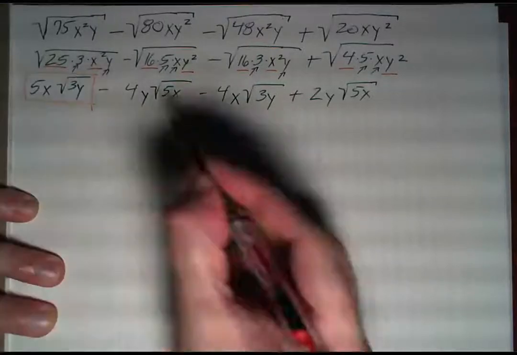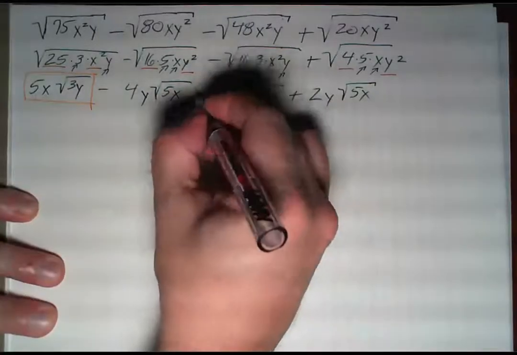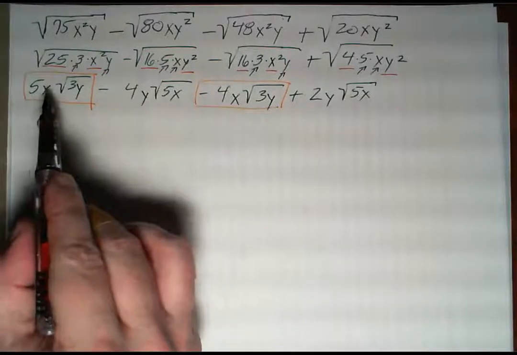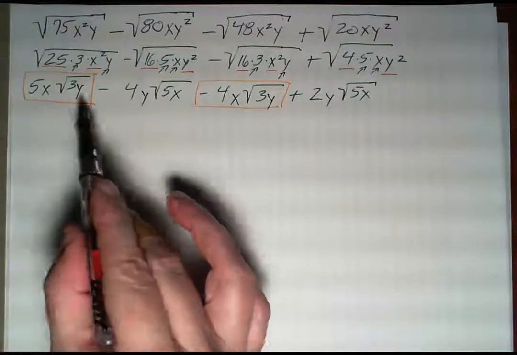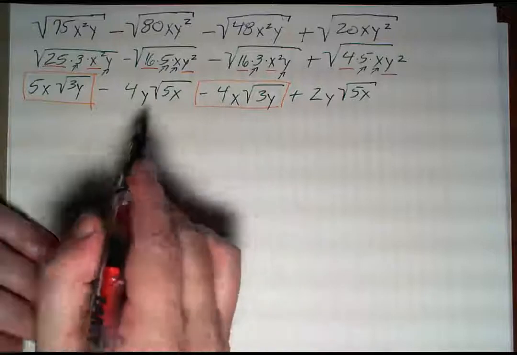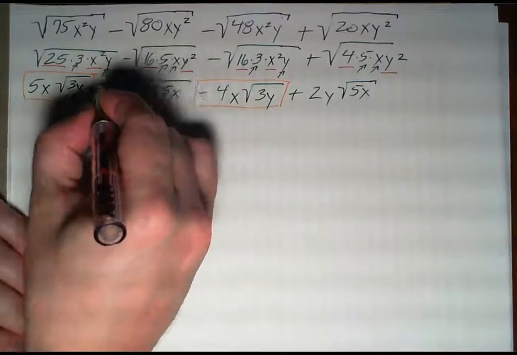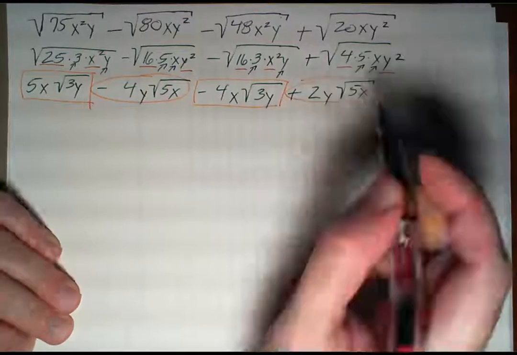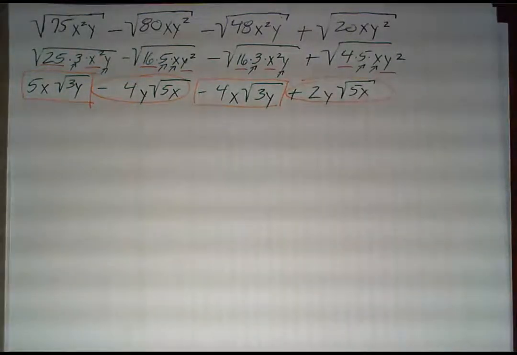I like to use different colored pens and pencils, but you can use whatever you like. Some students will maybe put a specific shape over the like term, so I might put a rectangle around those and maybe an oval around these. Okay, meaning like terms have the same radical part. So these are portions that I can actually combine.